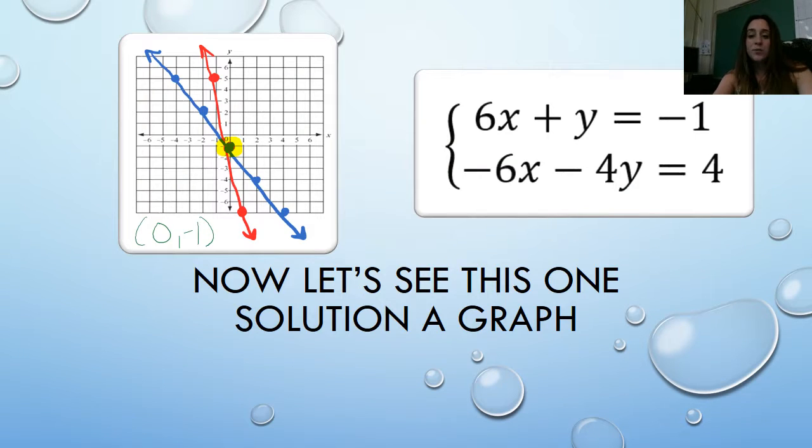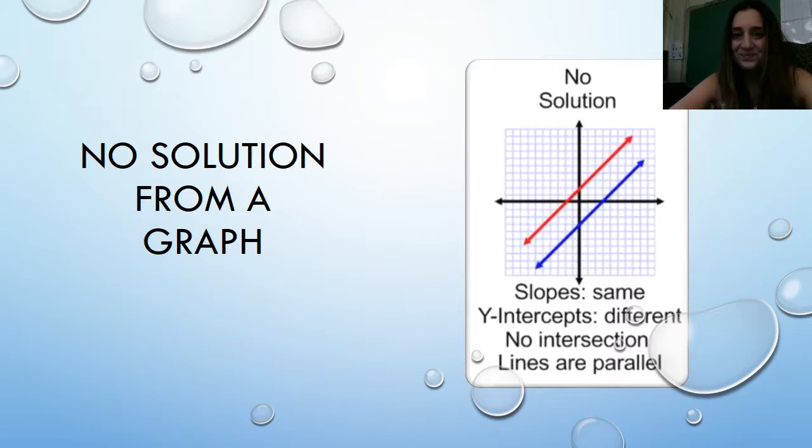Check this out. Just before, when I did it algebraically, I got the answer 0, negative 1. And now over here, I've graphed it for you, and I also got 0, negative 1. I'm going to get the same answer no matter which way I do it.